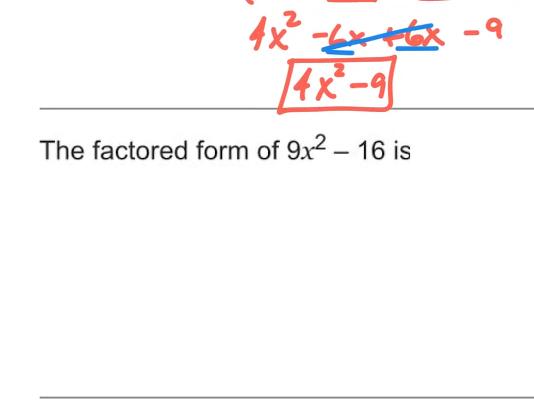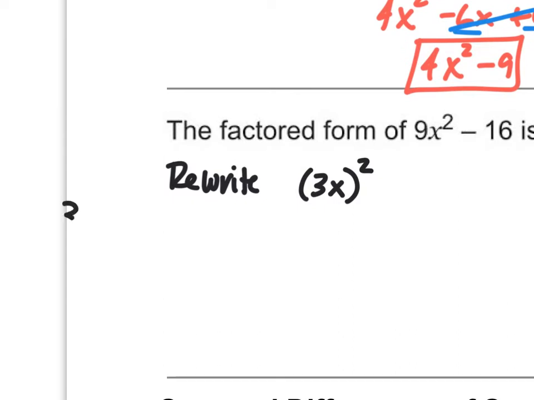What I notice here about this form is that you have 9x squared minus 16. If I were to rewrite this, it looks to me like it's a difference of squares. I take 9x squared, and I can rewrite that as the quantity 3x squared. The reason is that if I take 3x times 3x, I get 3 times 3, which is 9, and then x squared. Notice that 9 is a perfect square. And then minus 16, I can rewrite that as minus the quantity 4 squared, okay?